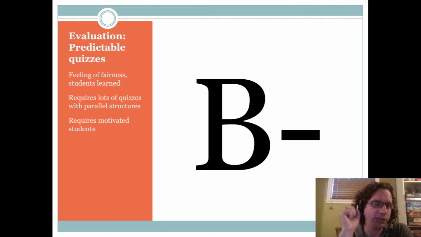I put a B minus here. I don't think it works for every course. So how well do I know that this works? First of all, my students enjoyed this. They felt it was fair. They really liked that, oh, that's fair, he's always asking the same questions. They felt that they learned because they got rewarded for knowing this information.